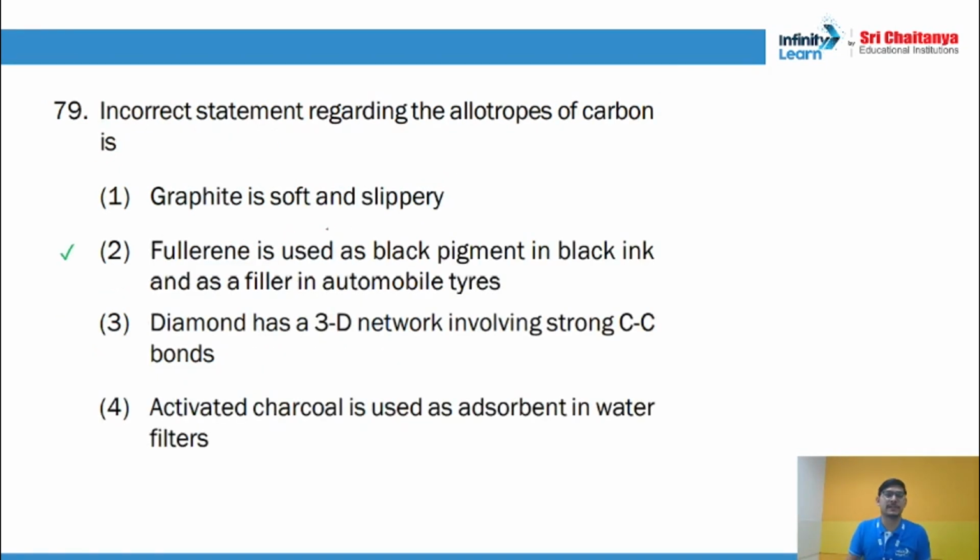Incorrect statement. Graphite is soft and slippery. Yes, that is why it is used in pencils. Fullerene is used as a black pigment. No, it is incorrect. Carbon black is the substance that is used here. So this is the incorrect statement. Both of these are correct.